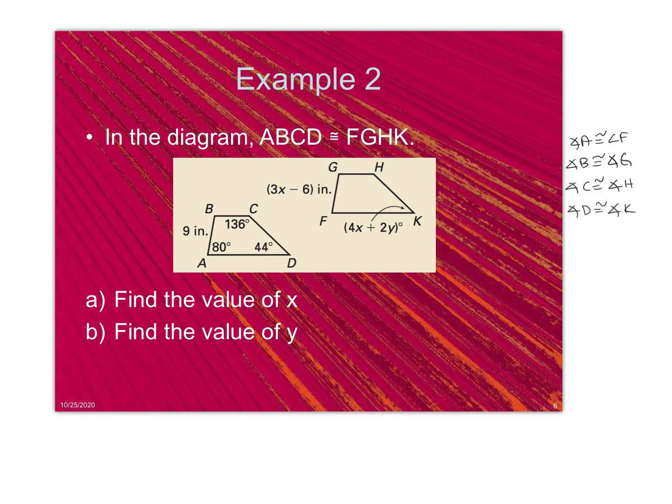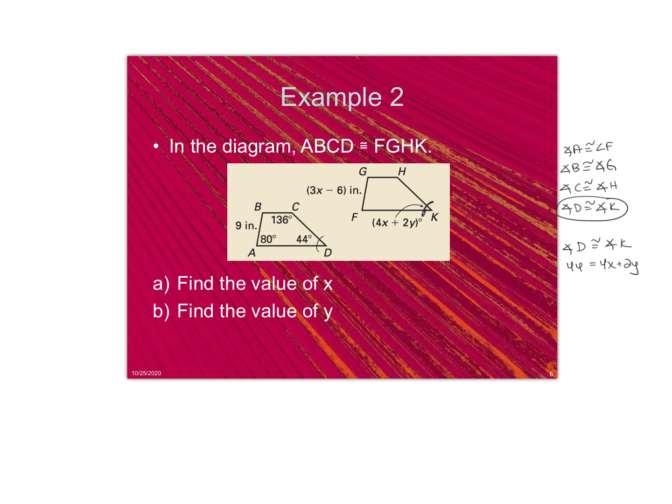So now that I know the corresponding angles, I know how to do the math here. I see there's a measurement they're looking for related to K, and I know that K and D go together. Angle D is congruent to angle K. That means that 44 is going to be equal to 4x plus 2y. Now, if this was only one variable, I could solve it, but I have an x and a y, so I'm going to need to know x or y before I can do that.